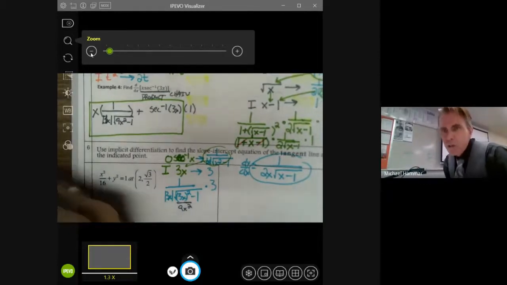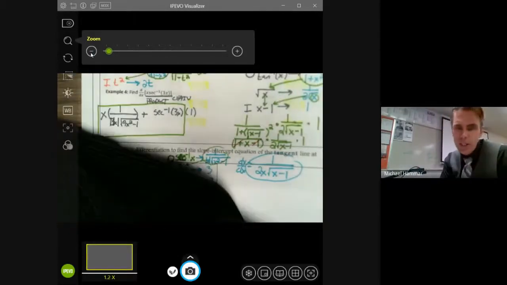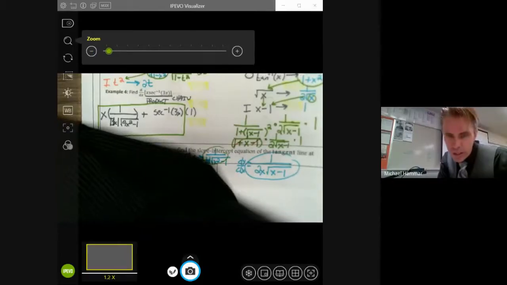Okay? So this is how you use the inverse trig rules. It simply is a memorization thing. You need to memorize those 6, and then you just have to apply them using the product, the quotient, or the chain rule whenever necessary.